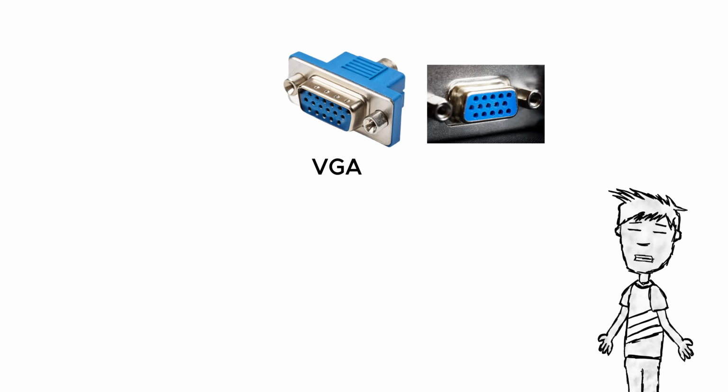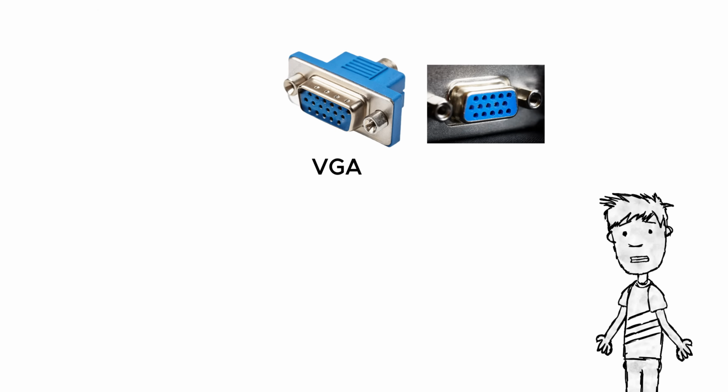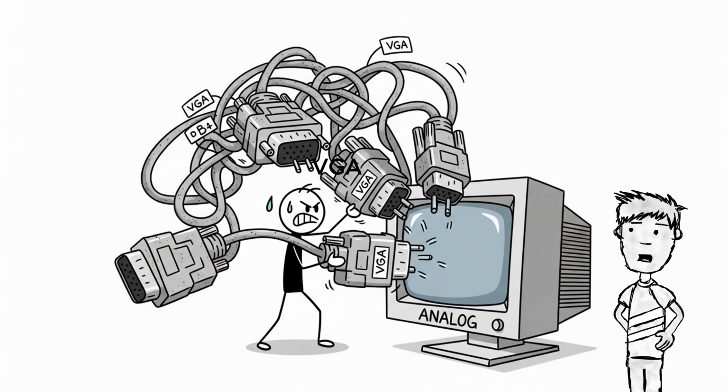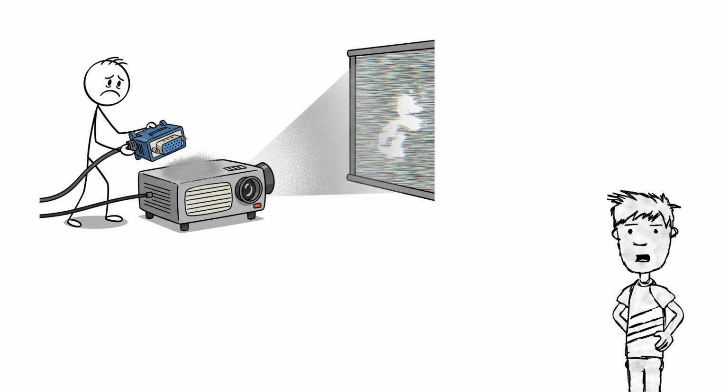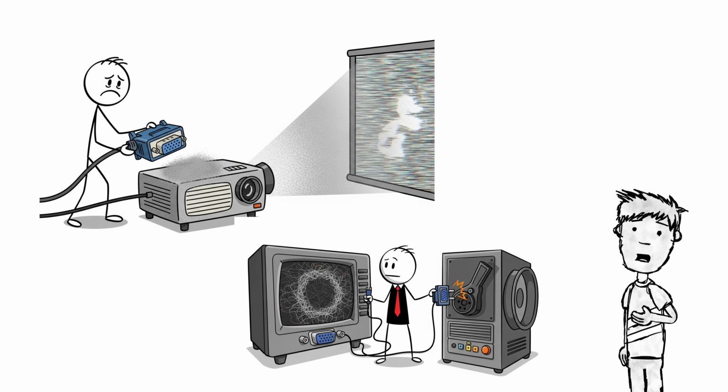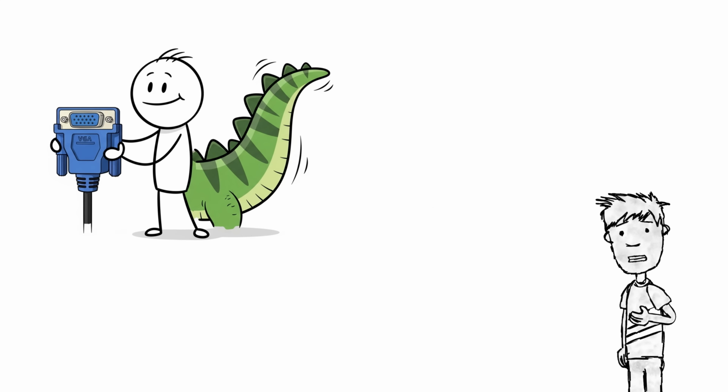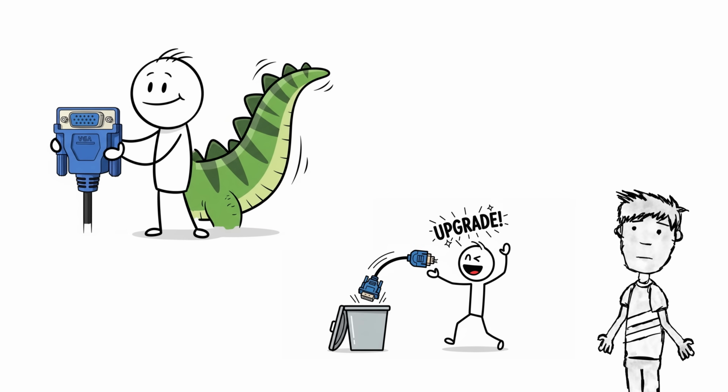VGA is the old blue port with 15 little pins. It's a fossil from the analog age, often found on old projectors. The picture gets fuzzy on modern screens, so if you see one, it's definitely time for an upgrade.